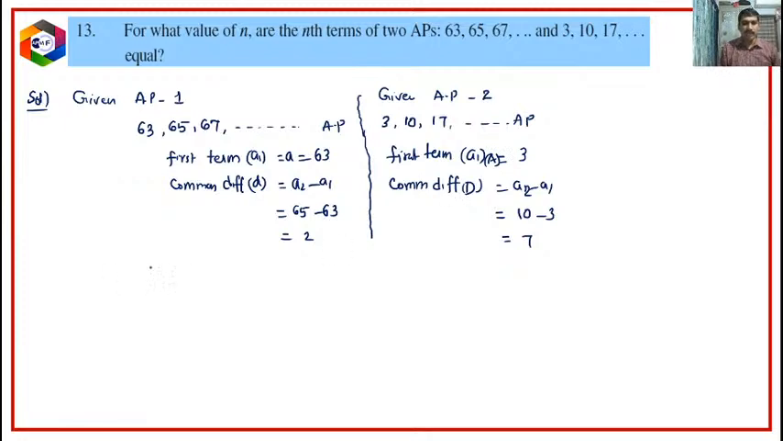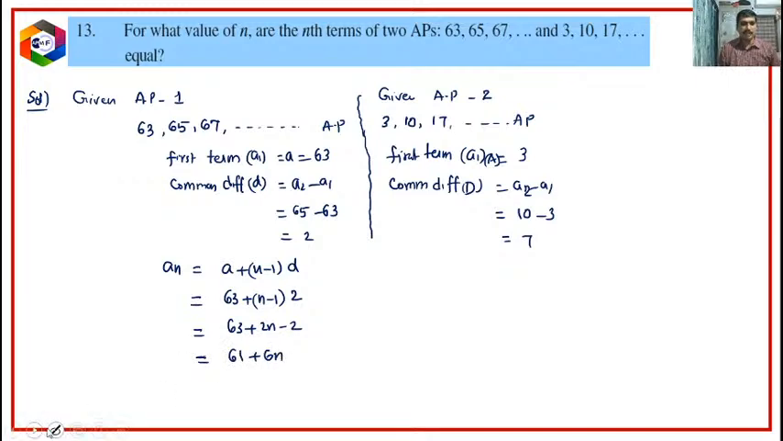Now let us calculate an. What is an? a plus (n minus 1) into d. What is the a value here? This is 63 plus (n minus 1) into what is the d value? 2. So which is equal to 63 plus 2n minus 2. Now 63 minus 2 is 61, plus 2n. So this is the nth term in this particular progression: 61 plus 2n.